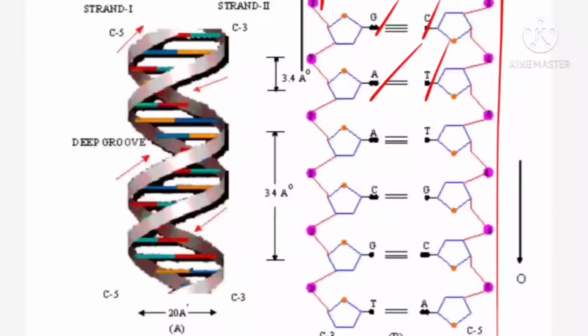Now moving on to the next one, your structure. Here you can find this is the nitrogenous bases, this one is the sugar and this one is the phosphate. Okay, this is the major groove and this one is the minor groove. So that is again a thing.